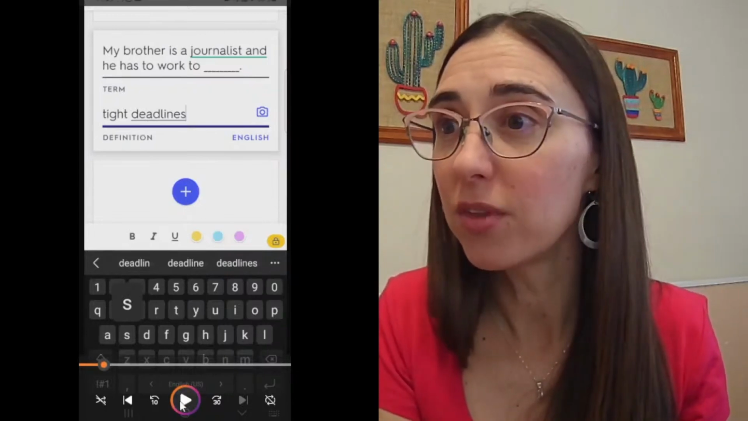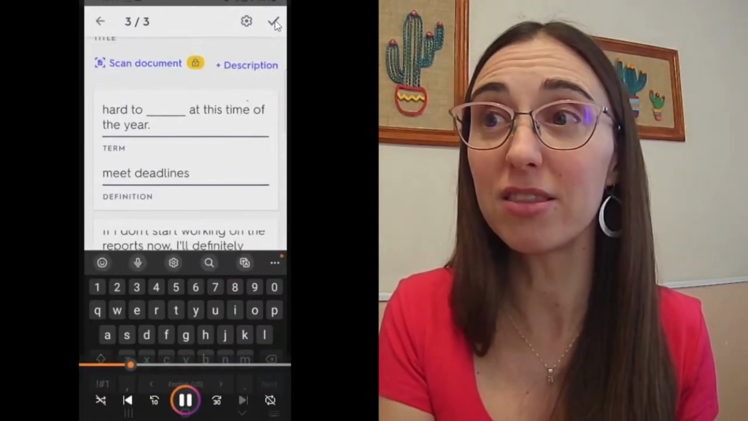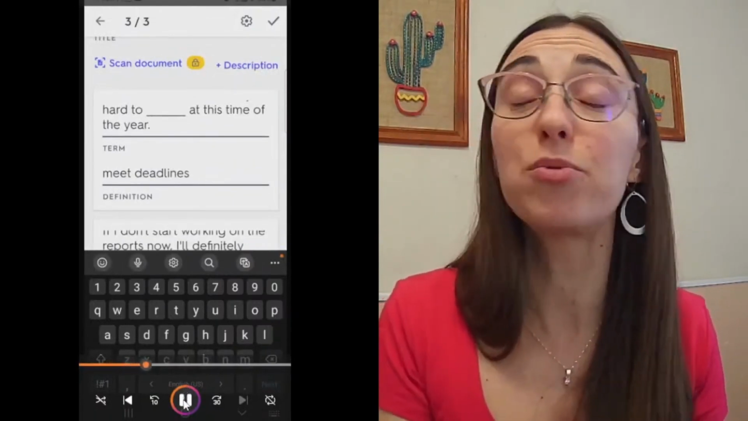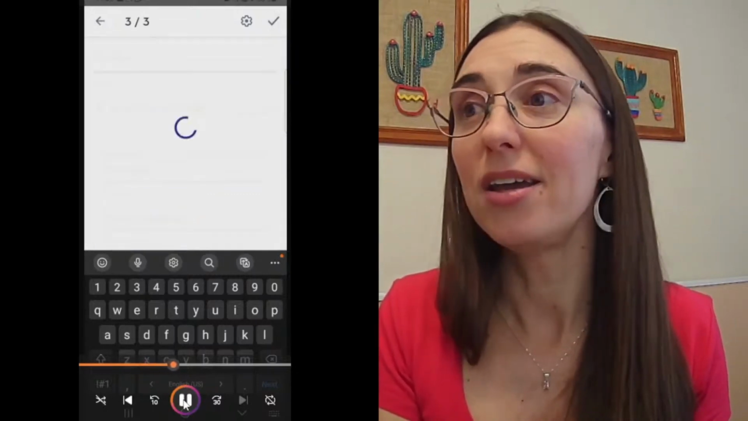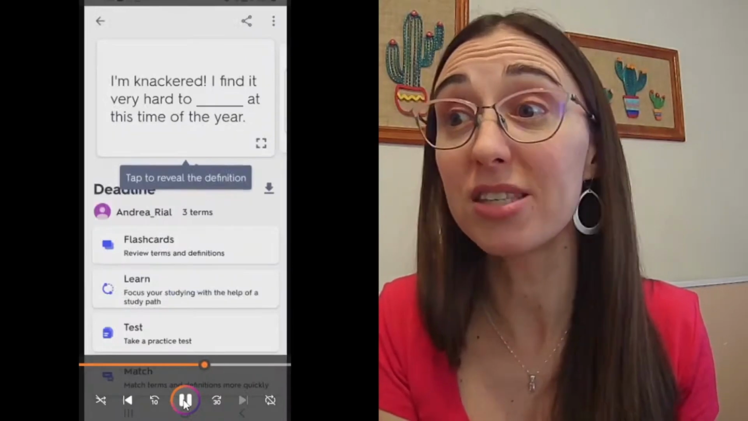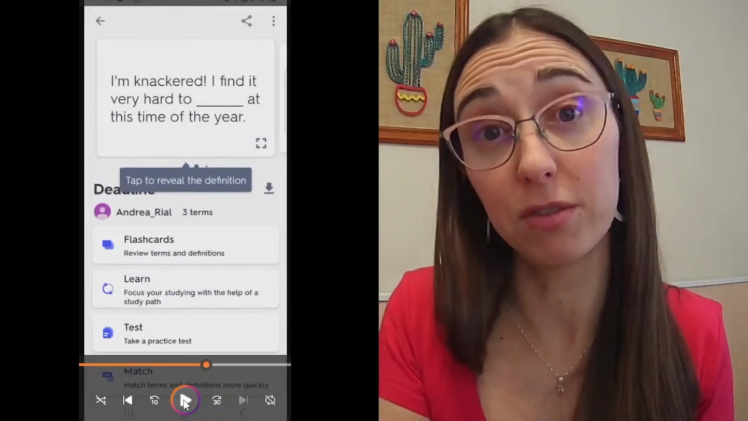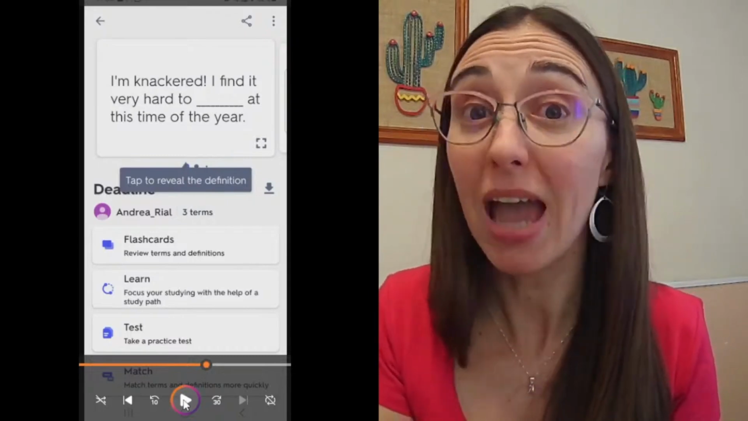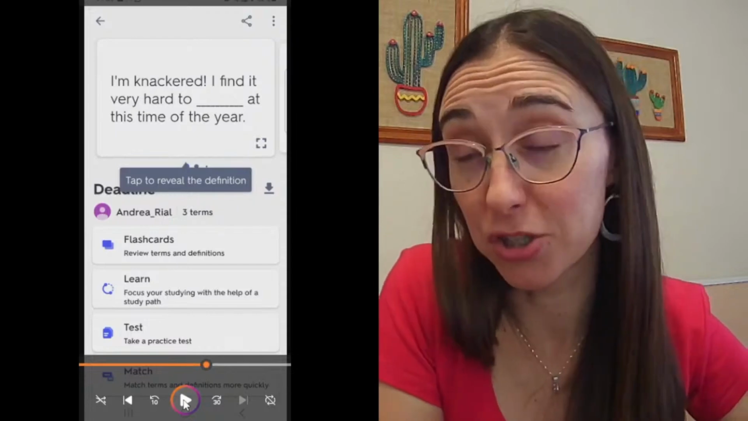Once this is over, you just click on the tick symbol that you have here at the top, and you can start practicing your vocabulary. Let me show you how this works. You will get flashcards. Yeah, so look at these. Oh, you can share the set if you want to. And one of the good things about this app is that you can also practice with other people's sets if you wanted to.